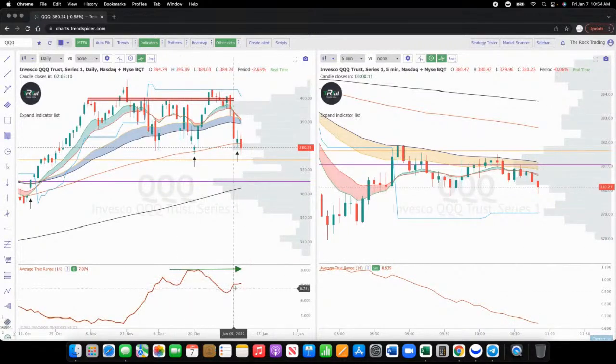Now, on the daily side, just be careful. There is still significant volatility going into next week for QQQ.